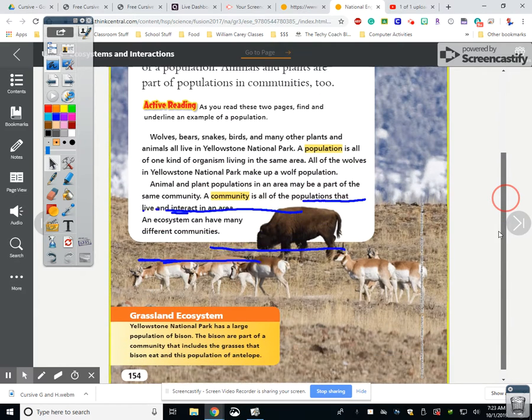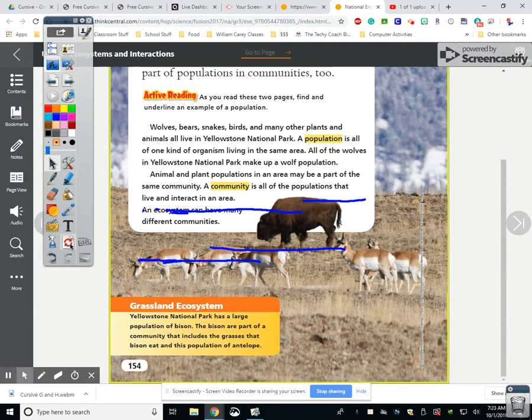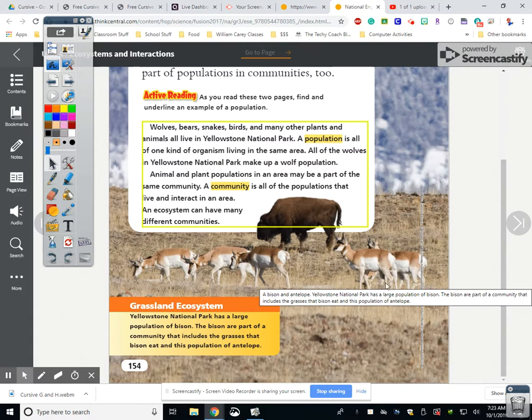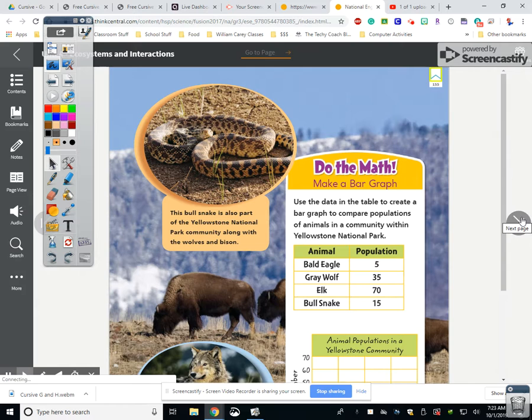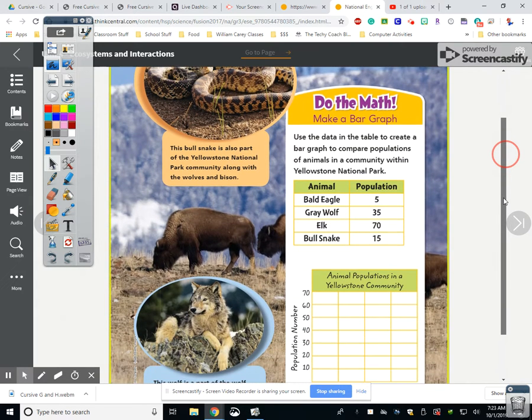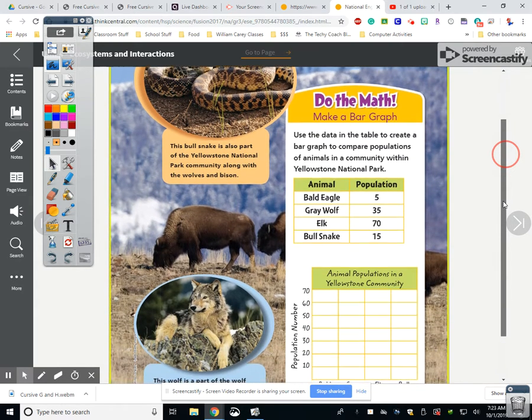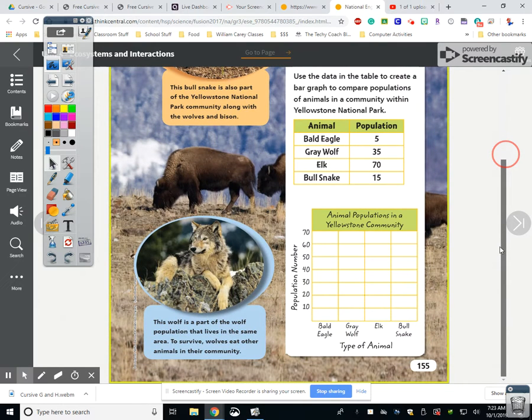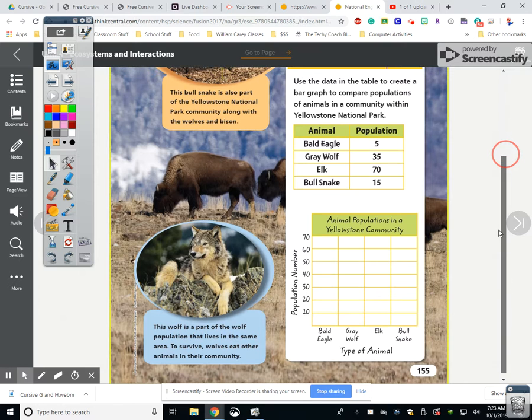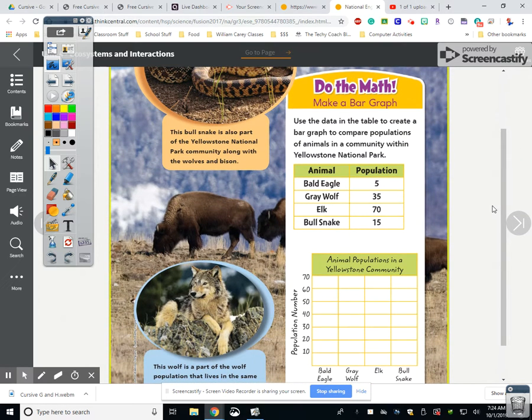We're going to scroll down. Grassland ecosystem. So Yellowstone National Park has a large population of bison. The bison are part of the community that also includes grasses that bison eat and the population of antelope. So this big animal right here is a bison, and these little animals underneath them are the antelope. This bull snake is also part of the Yellowstone National Park community along with the wolves and other bison. This wolf is part of the wolf population that lives in the same area. To survive, wolves eat other animals in their community. A little gruesome, but it's true.